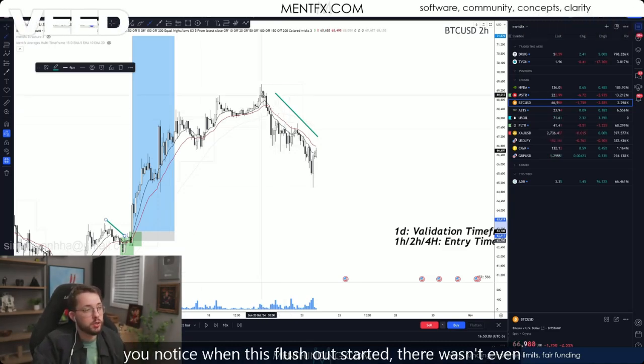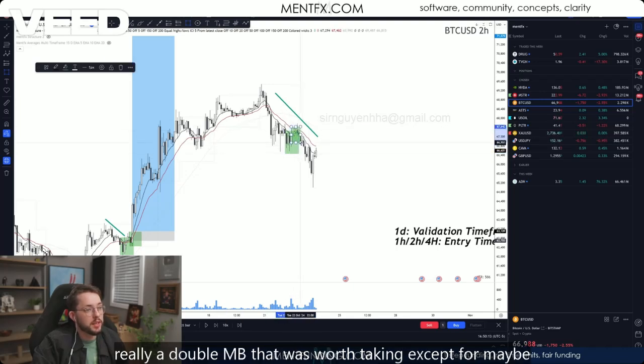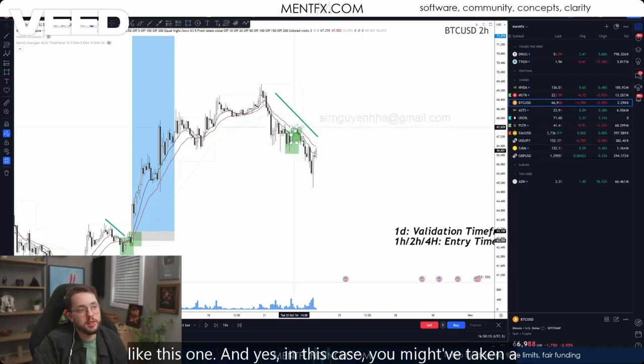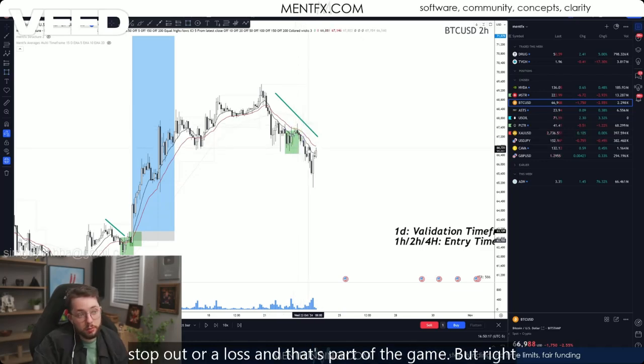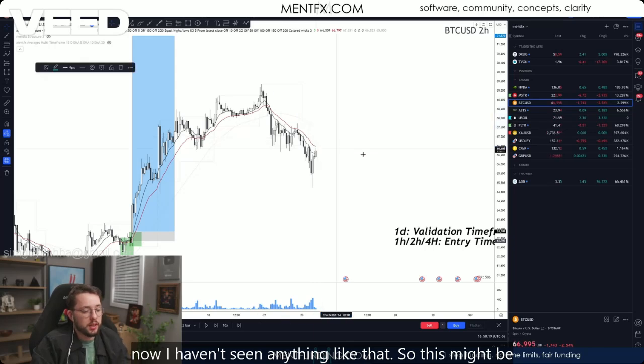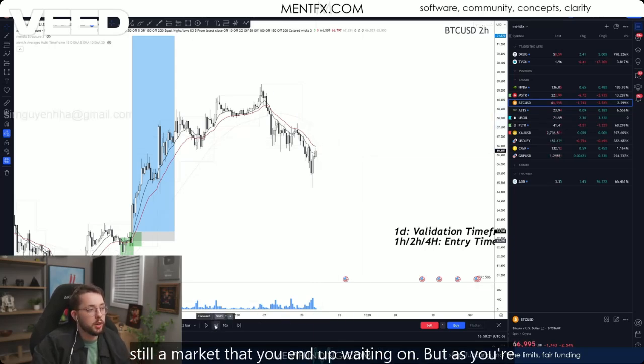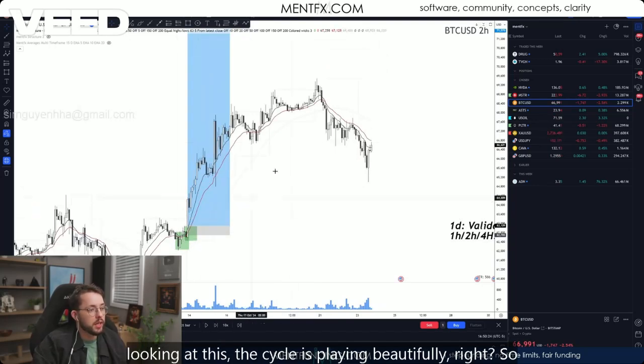So right now, if you notice when this flush out started, there wasn't even really a double MB that was worth taking except for maybe this one. And yes, in this case, you might have taken a stop out or a loss, and that's part of the game. But right now, I haven't seen anything like that. So this might be still a market that you end up waiting on. But as you're looking at this, the cycle is playing beautifully, right?